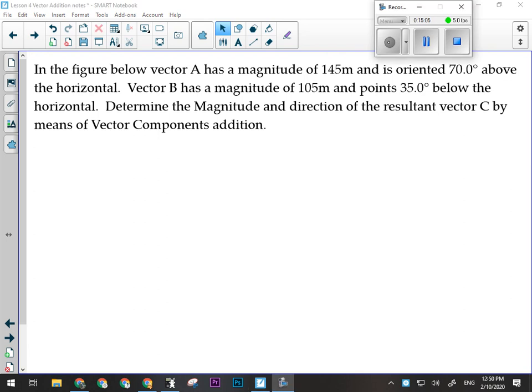Okay, so your typical vector addition problem is going to start out something like this, except it'll probably have a context more interesting than here's this vector and put it on the end of this vector. It'll be like, a car does this, or a plane flies over here, or a boat sails around, or whatever. But for this one, just to be simple, our first vector is 145 meters long and it's angled 70 degrees above the horizontal.